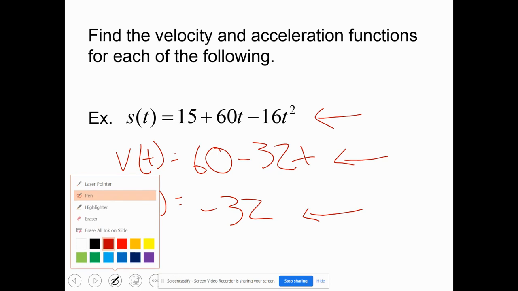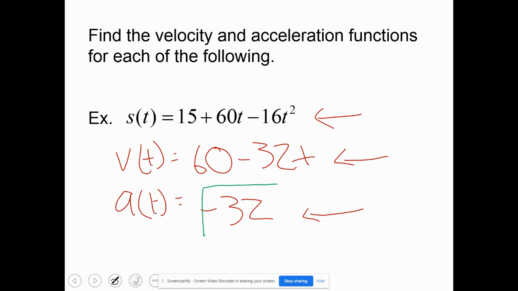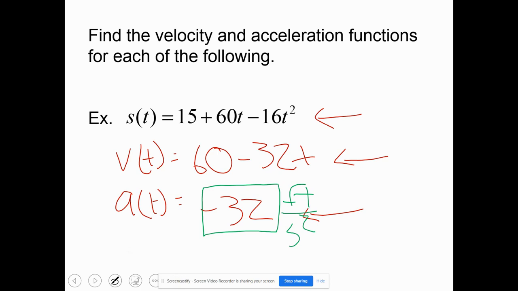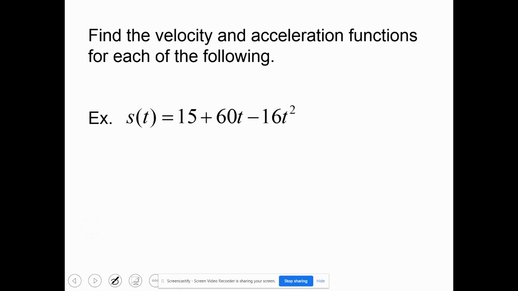You might not have noticed this before, but negative 32 is the acceleration for gravity. It has been in a lot of the problems that you've looked at since probably 4th or 5th grade. This is measured in feet per second squared. The other measure for acceleration with gravity is a negative 9.8. That's measured in meters per second squared. These are standards, all right, that you would use in a calculus class.